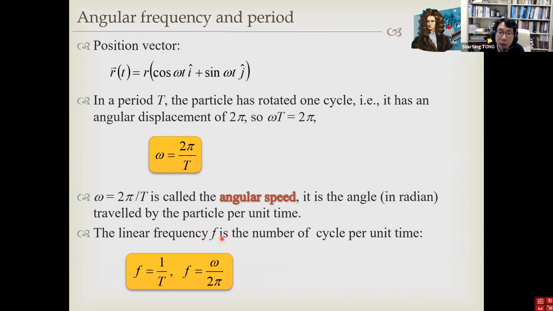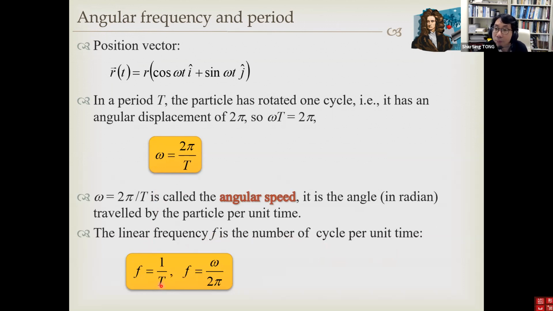Now you can also define the linear frequency. The linear frequency is the number of cycles per unit time. And the frequency is related to the period by the reciprocal. 1 over the period T is the linear frequency. So you can easily see that the linear frequency and the angular frequency, angular velocity or angular speed, are just related by 2 pi. The angular frequency divided by 2 pi gives you the linear frequency. The linear frequency gives you the number of cycles per unit time.